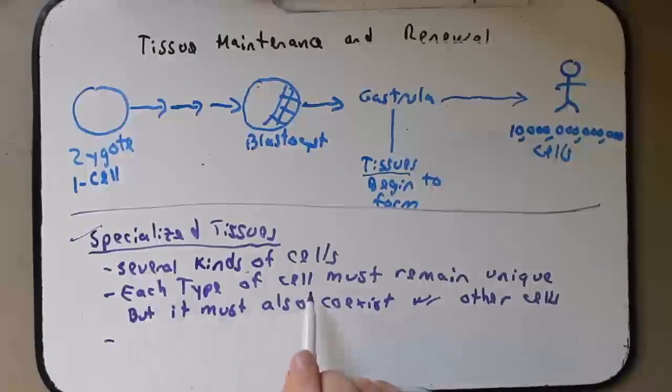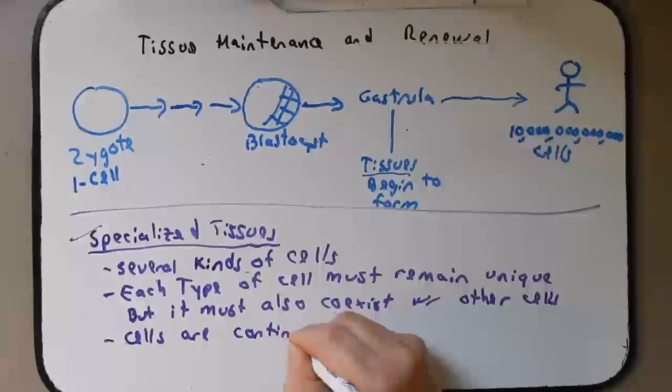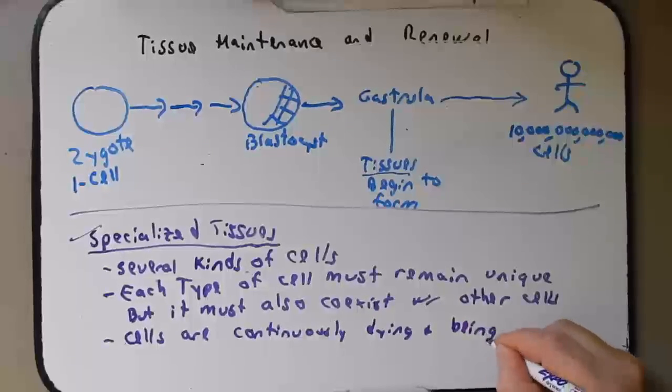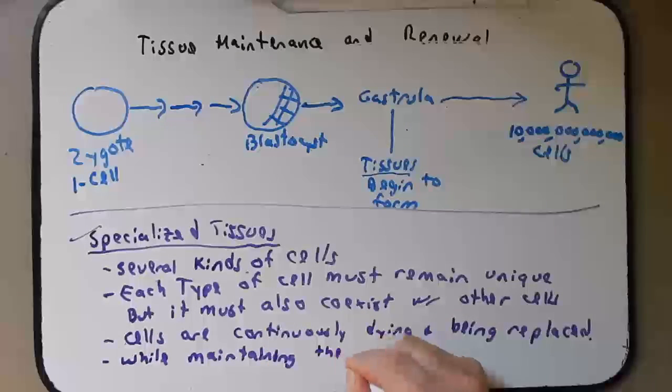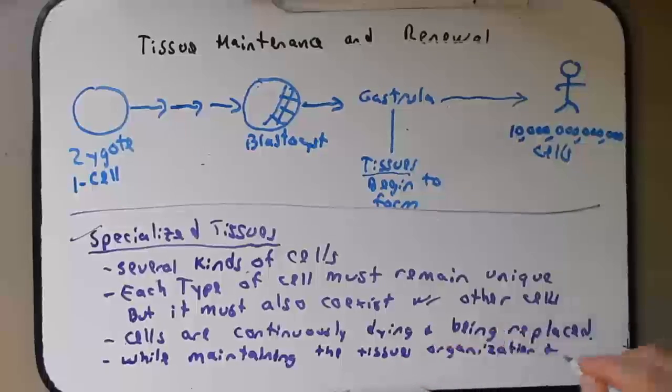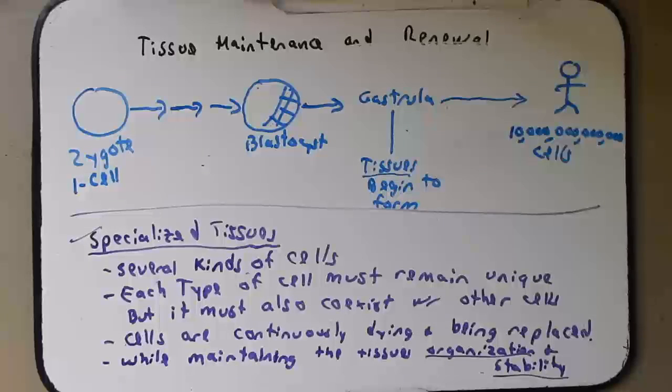These different types of cells that make up the specialized tissue are continuously dying and being replaced. And they do all this while maintaining the tissue's organization and stability. Next, I want to talk about the three factors which help maintain this stability and this organization. Because if you didn't maintain this organization and stability, the different tissues that make up this organism would cease to function and the organism would cease to exist. So it's important to maintain their stability. So let's talk about that next.